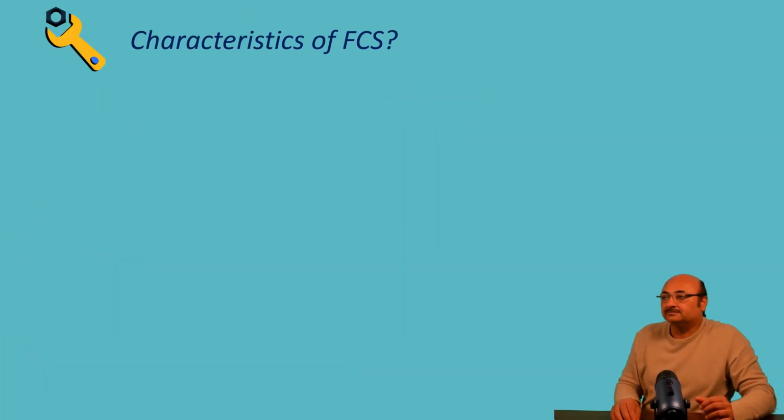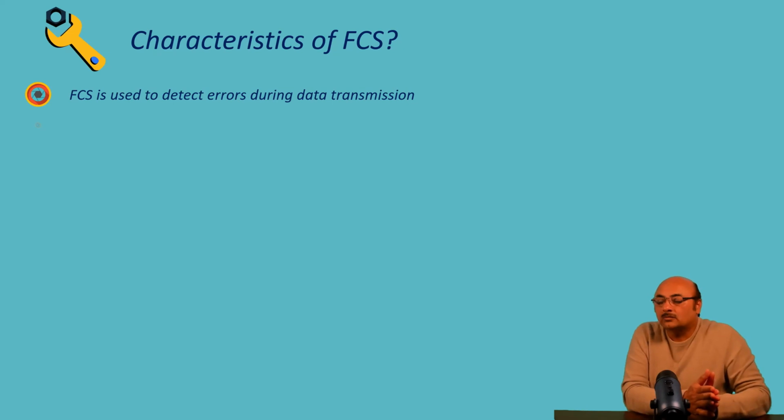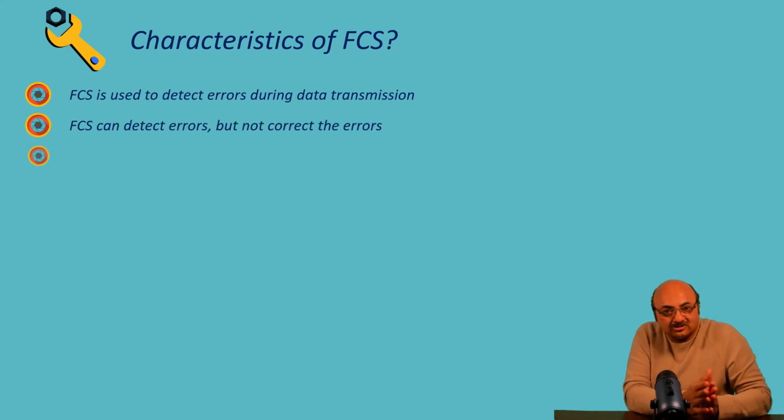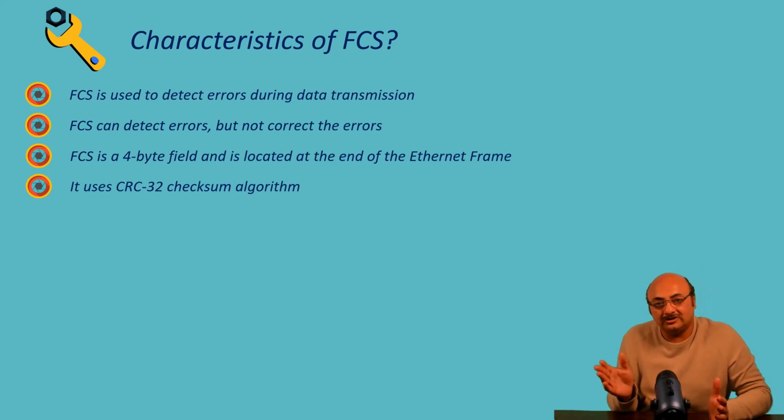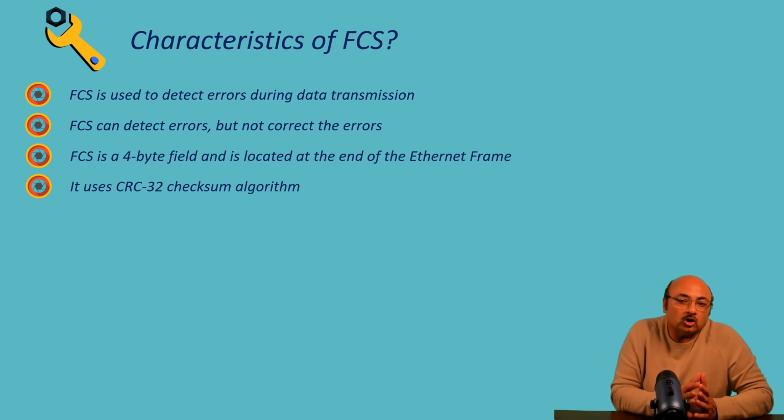Characteristics of FCS. FCS is used for detection. It cannot be used for correction of errors. The size of the FCS field is 4 bytes and it is placed at the end of the Ethernet frame after the data or payload field. And the algorithm used for the FCS checksum calculation is CRC32.